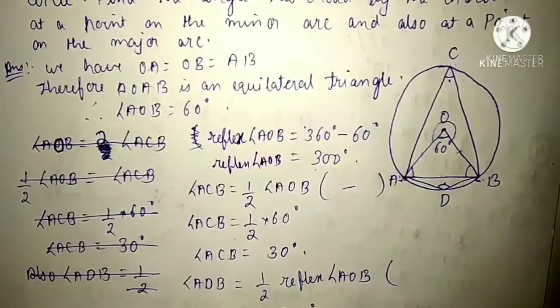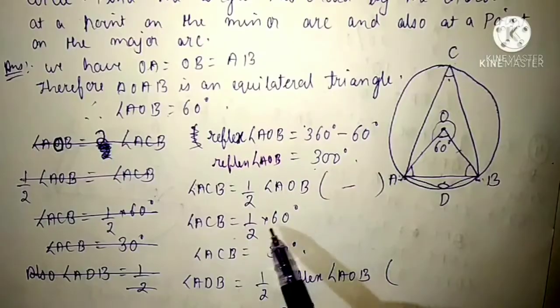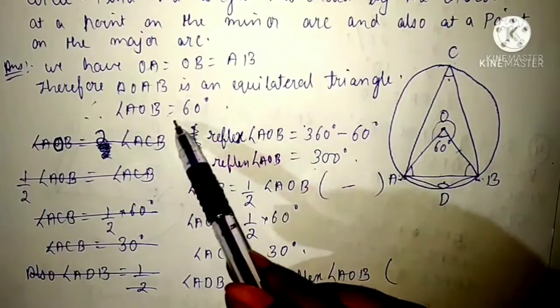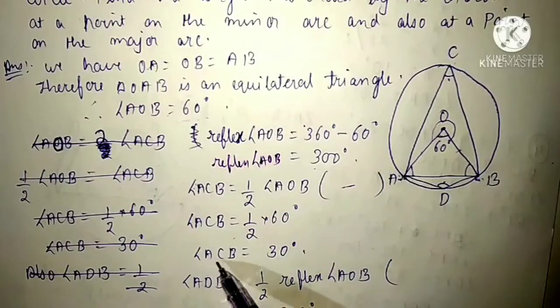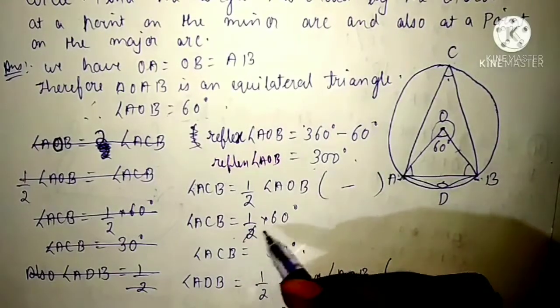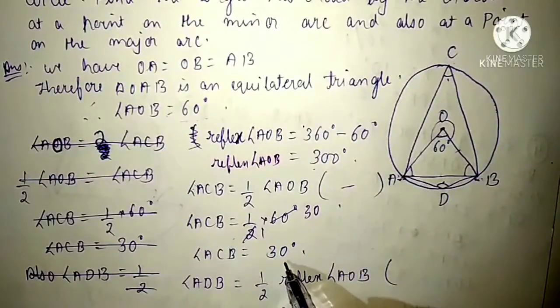So angle ACB is equal to half of angle AOB. AOB is 60 degrees. So half of 60 degrees is 30. So angle ACB is equal to 30 degrees.